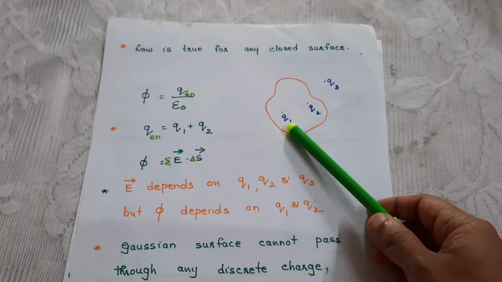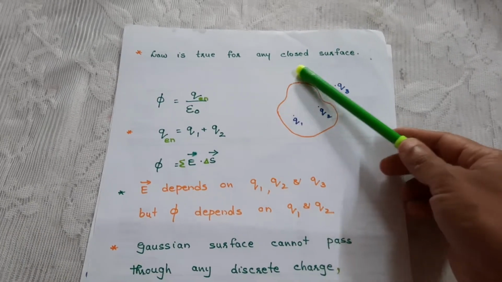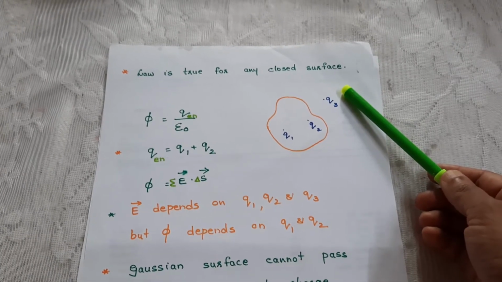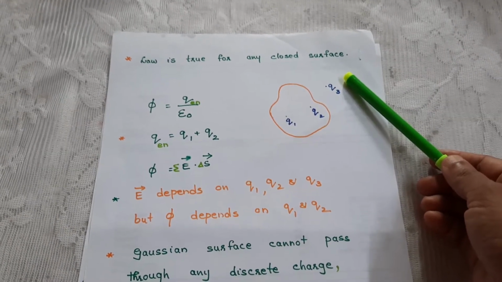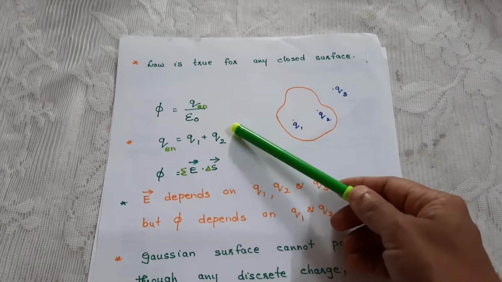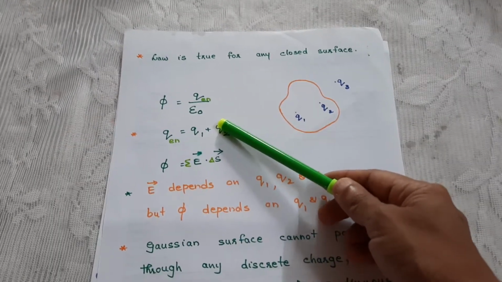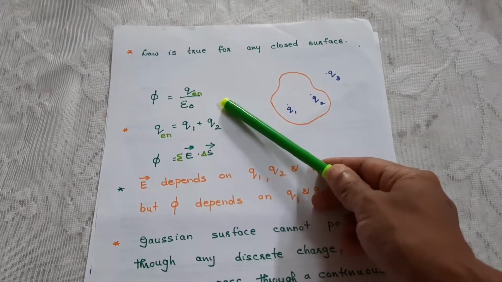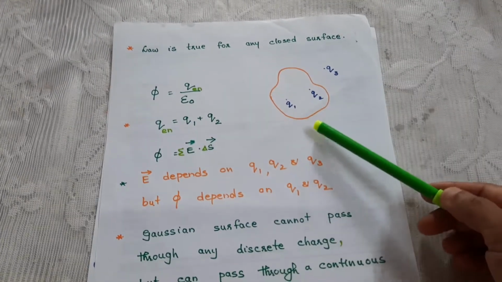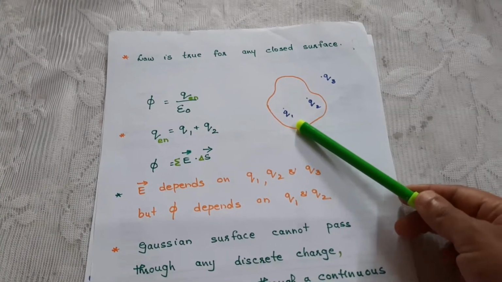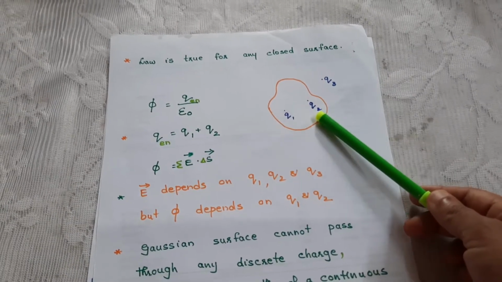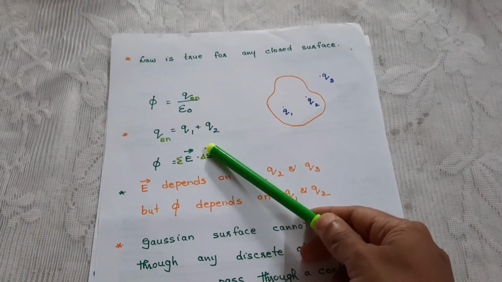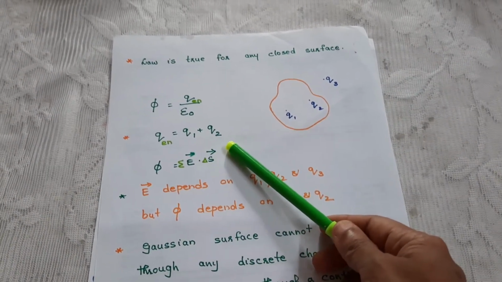So let us conclude. Gauss's law is true for any closed surface irrespective of the shape and size of the surface. Phi is equal to q by epsilon 0, where q is the charge enclosed by the surface. For this surface, the enclosed charges are q1 and q2. So the enclosed charge is q1 plus q2.